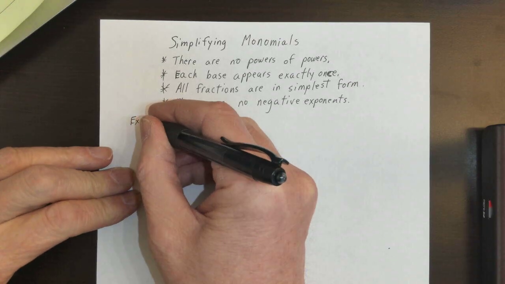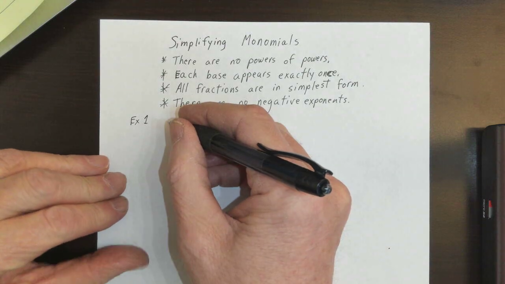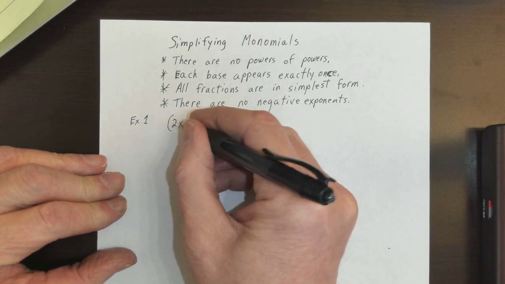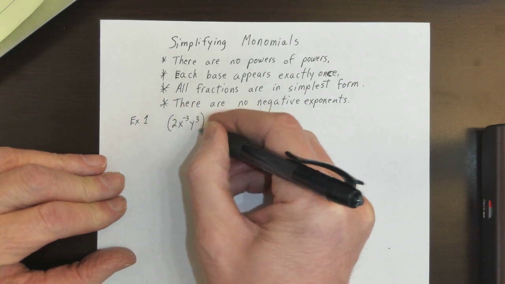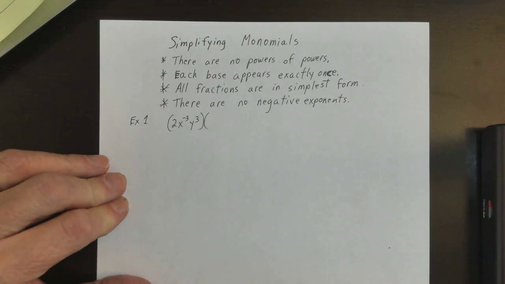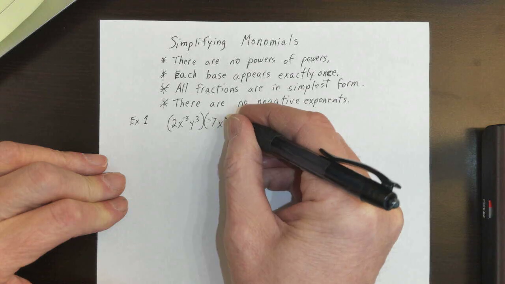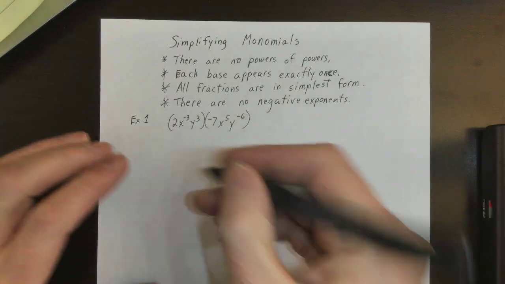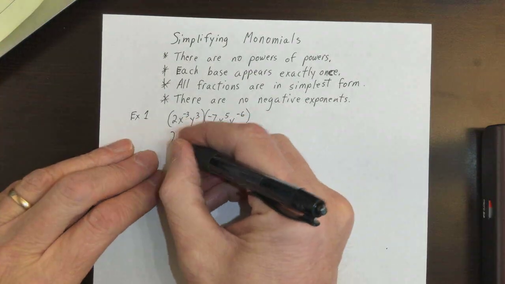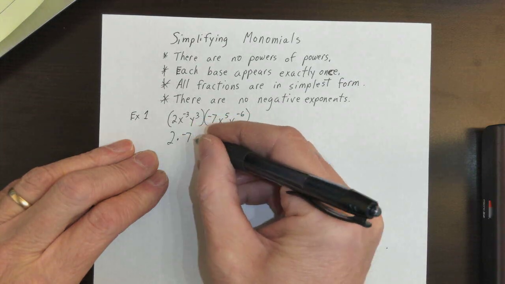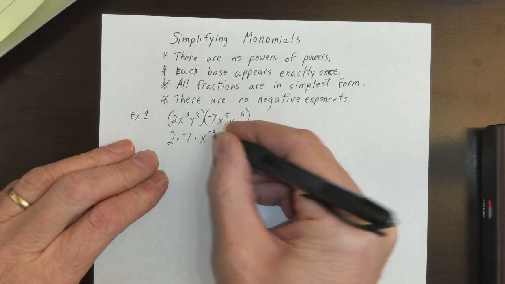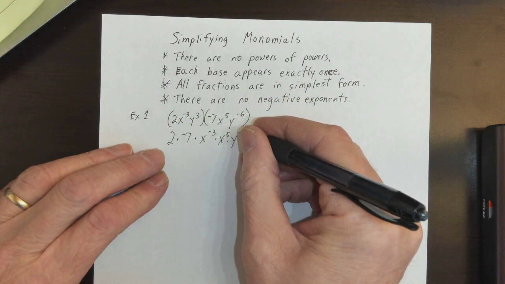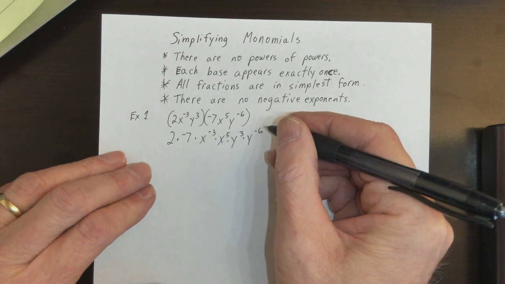Example 1, we're going to simplify all these. 2x to the negative third y to the third times negative 7 x to the fifth y to the negative 6th. All right, well first I'm going to just kind of remove the parentheses and take the 2 times the negative 7 times the x to the negative third times the x to the fifth, just kind of rearranging all these terms, times y to the third times y to the negative 6th.